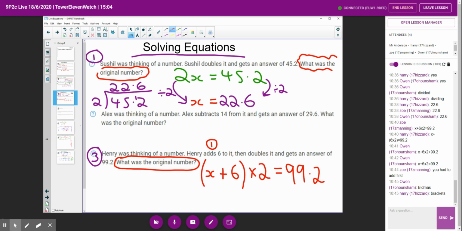Right, so last question we've got here, and this is one of our slightly more difficult ones. We've got 2 steps. So guys, we want to do the opposite, okay?